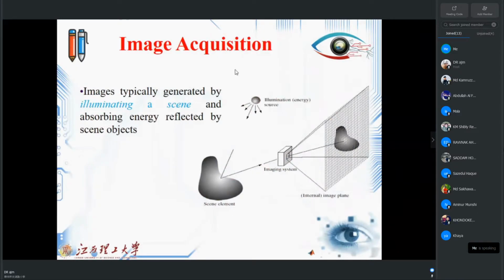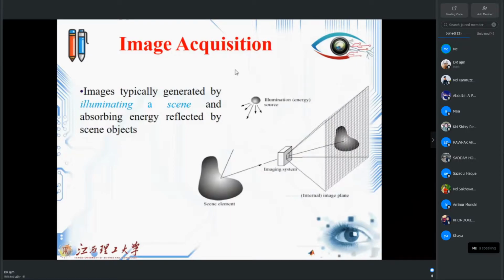First of all, to work with the image, we should see the source. Source of the image in the sense of how we will acquire the image and how it will happen to have the picture. This is the initial part, the initial box of our image: the image acquisition system. An image is typically generated by illuminating the scene and absorbing the energy reflected by the scene object. We talked in the last lecture about the light and how it reflects off the object.